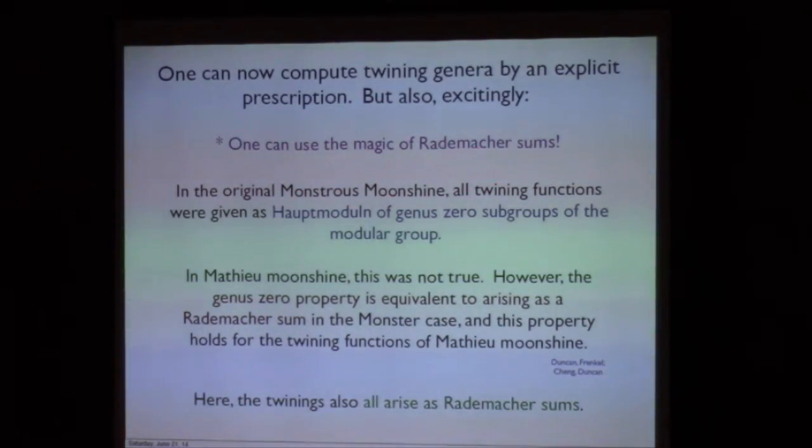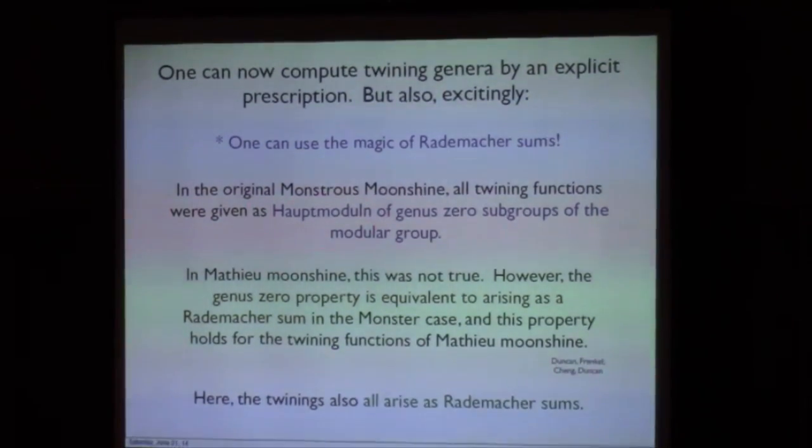Dave is about to end my time, but I'll tell you this really quickly. So in the original monstrous Moonshine, all twining functions were given as Hauptmoduln of genus 0 subgroups of the modular group. In Mathieu Moonshine, this rule was replaced by something that's equivalent in the monstrous case, which is that the twinings should arise as Rademacher sums with a fixed polar piece.